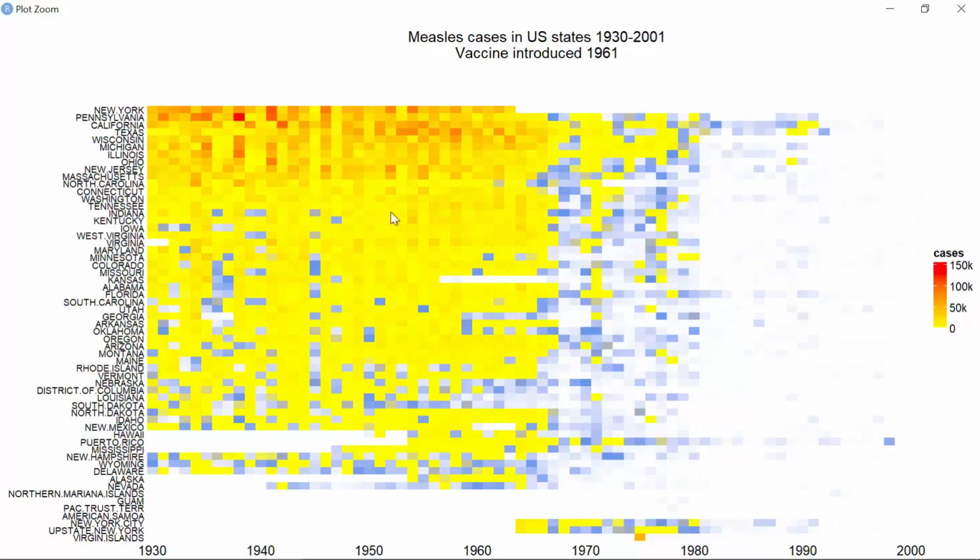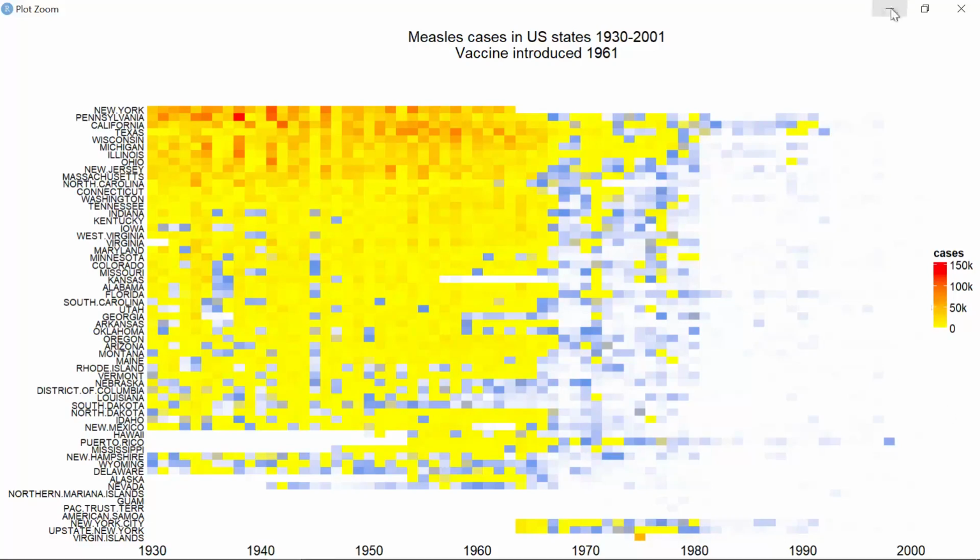So the measles cases were indicated in the cells by the color for each state in different years. You can see when they introduced the vaccine in 1961, the measles cases dramatically decreased after they introduced the vaccine. Now you can see at 2000 almost 0 in all the places. So this is the 2D heat map.